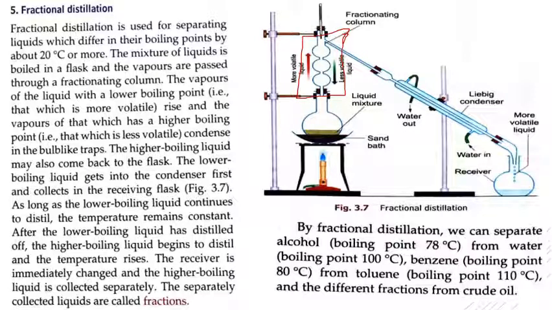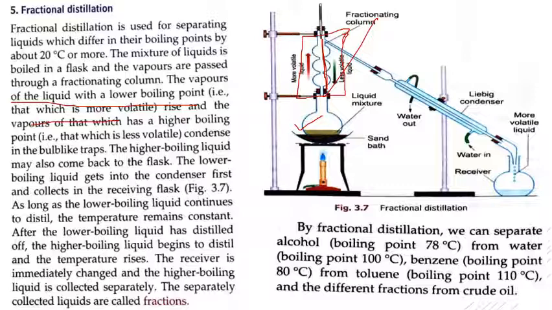So what is it saying? The mixture of liquids is boiled in a flask. This is the flask. The mixture is boiled over here and the vapors are passed through this fractionating column. The vapors of the liquid with the lower boiling point, that is, which is more volatile. A liquid which has a lower boiling point, right?